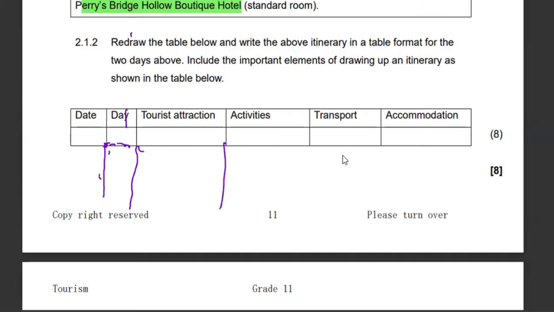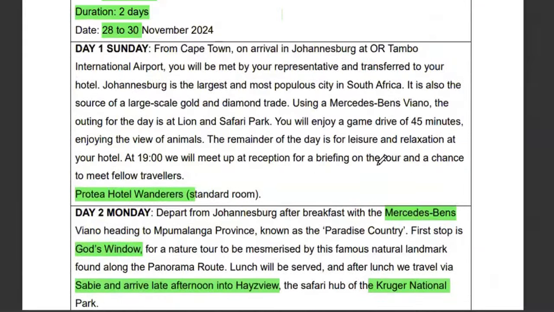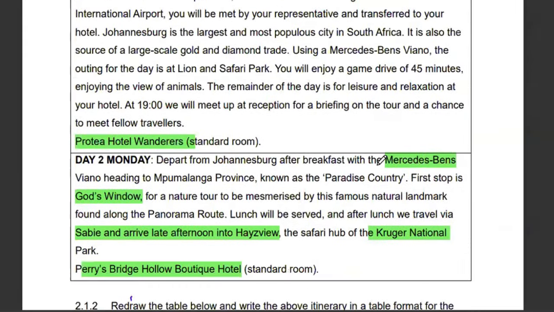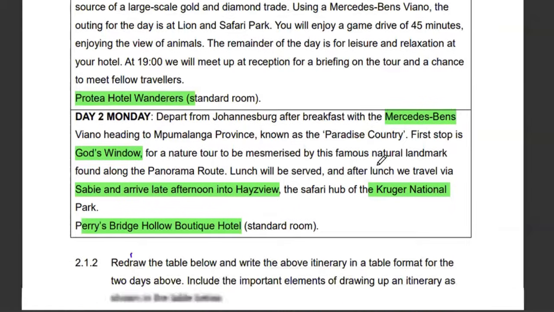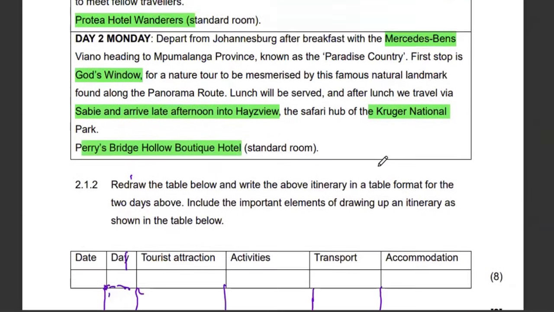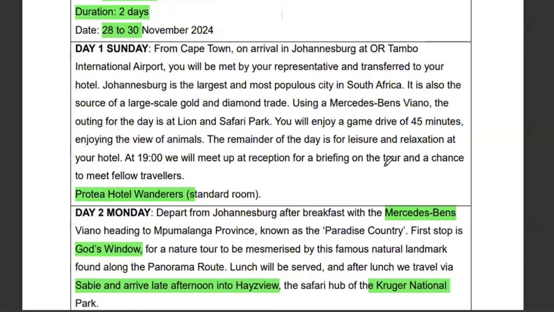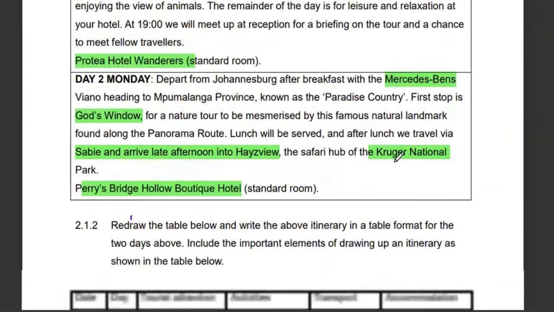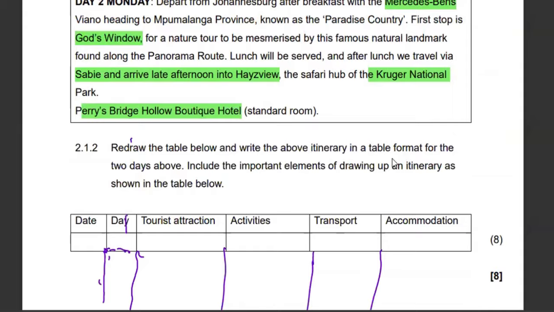Start by redrawing the table itself. All right. So on the first day, let's look at day 1. Day 1, arrival from Cape Town, arrival in Johannesburg at OR Tambo International Airport. So the date will be the 28th of November. That is day 1.